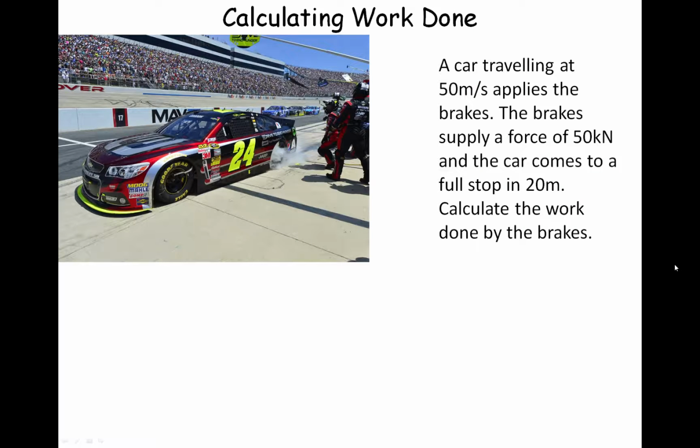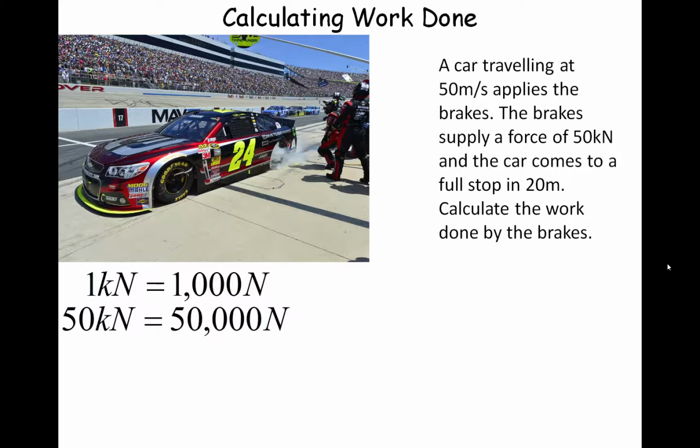Finally, a car travelling at 50 meters per second applies the brakes. The brakes apply a force of 50 kilonewtons and the car comes to a full stop in 20 meters. Calculate the work done by the brakes. In this case, we've got 3 different numbers and we need to know which ones to use. Well, we know that work done is force times distance, so this time we must use the force of 50 kilonewtons and the distance of 20 meters. The 50 meters per second does not help us solve this calculation.